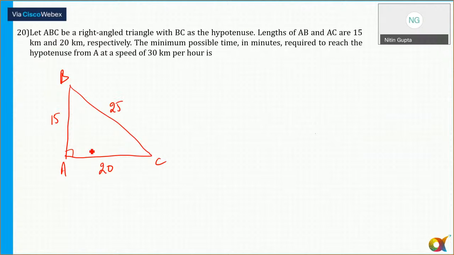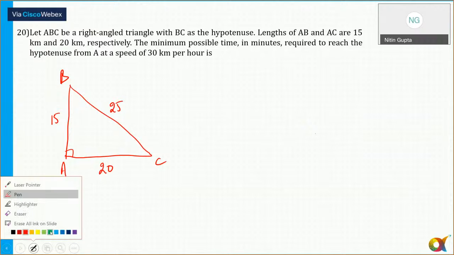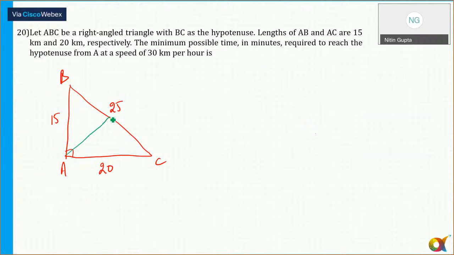The minimum possible time in minutes required to reach the hypotenuse from A at a speed of 30. So I drop a perpendicular from A to the hypotenuse. This is 90 degrees. And a standard result, I had said in class itself, this is very, very important in a lot of questions. This value, I can straight away say, is 15 into 20 by 25. There is no need to frame the equations. We have discussed that. This length is nothing but the product of these two adjacent sides divided by the hypotenuse, by using the formula of area. So what is this length?